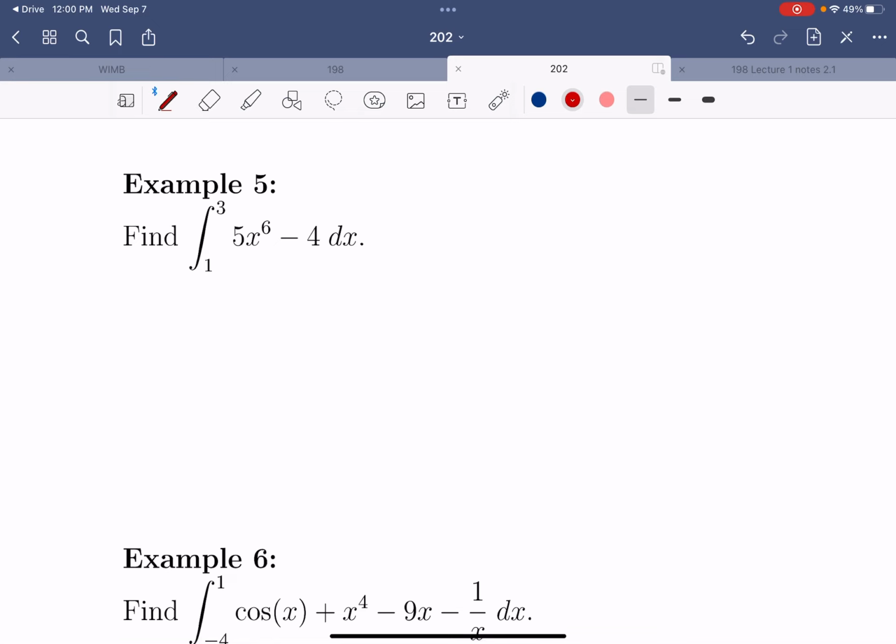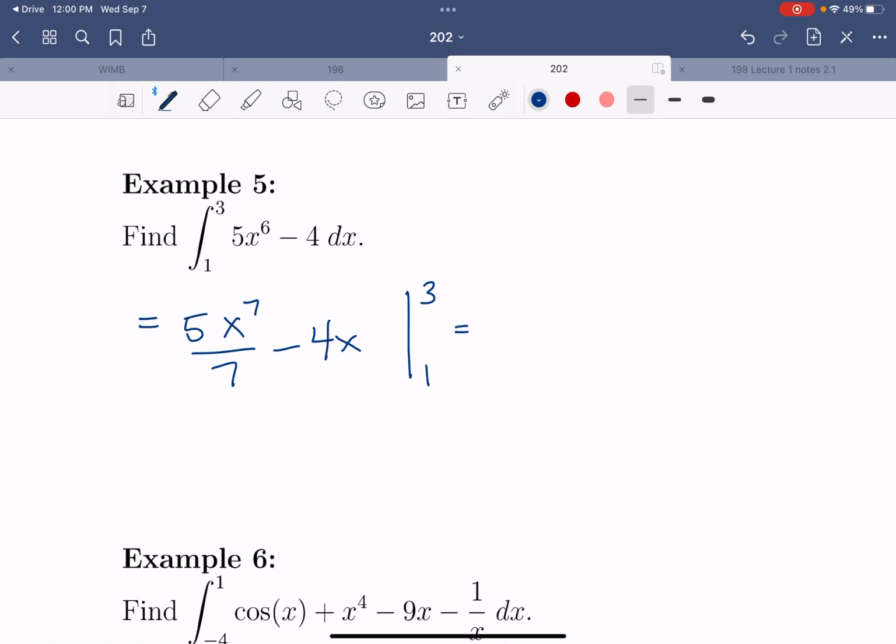We're taking the integral from 1 to 3 of 5x to the 6th minus 4. The first thing we're going to do is take the antiderivative. So we're leaving the 5 alone. You're increasing the power to 7 and dividing by the new power. Toss an x onto the 4. But we've got to evaluate all of that from 1 to 3.